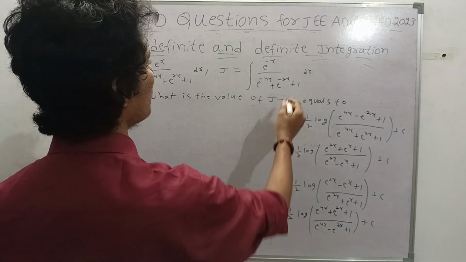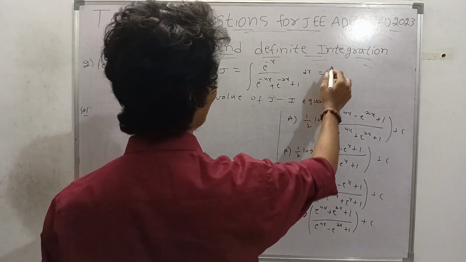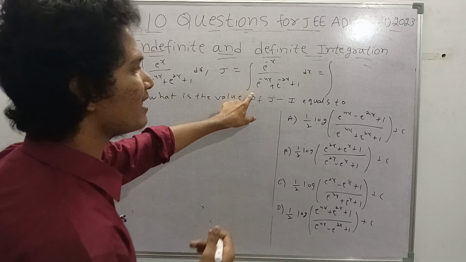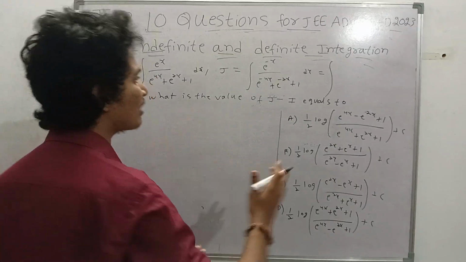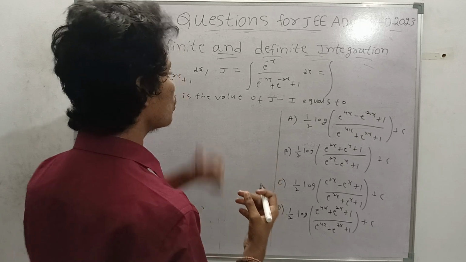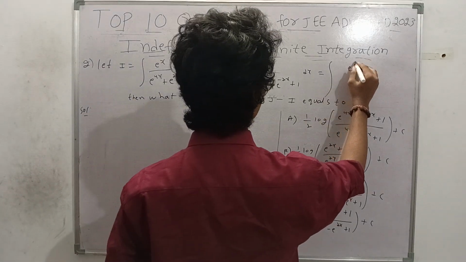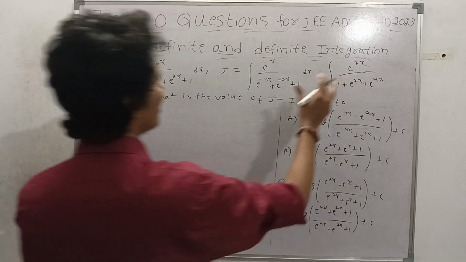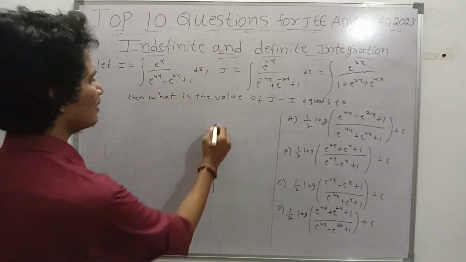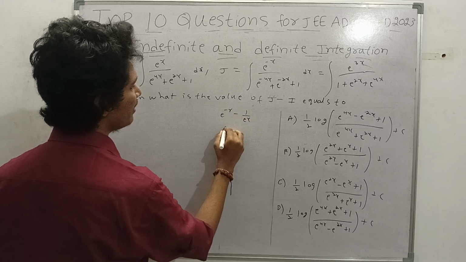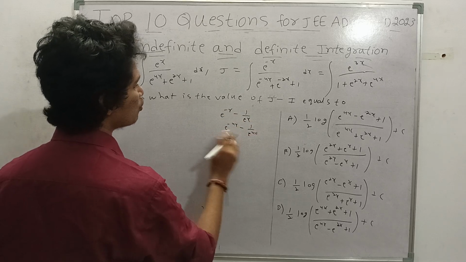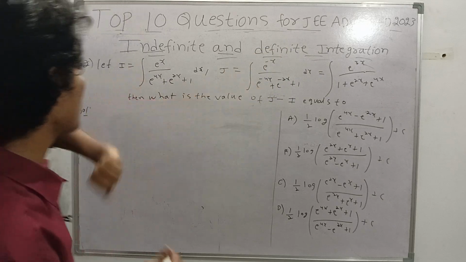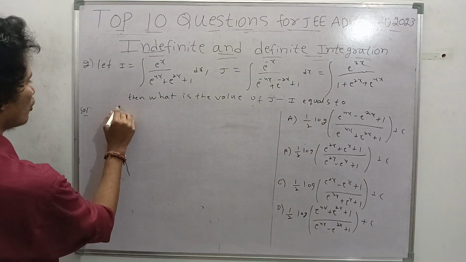You can rewrite this. Here e power minus x you can convert into 1 by e power x, and in the denominator you can easily convert into 1 by e power 4x. When you convert and multiply to the top, what will you get? You will get e power 3x divided by 1 plus e power 2x plus e power 4x. You get this after changing the sign, that is, e power minus x is replaced as 1 by e power x, and e power minus 4x is replaced as 1 by e power 4x. After evaluating completely, you will get this. So this is J. Now we have to find J minus I.